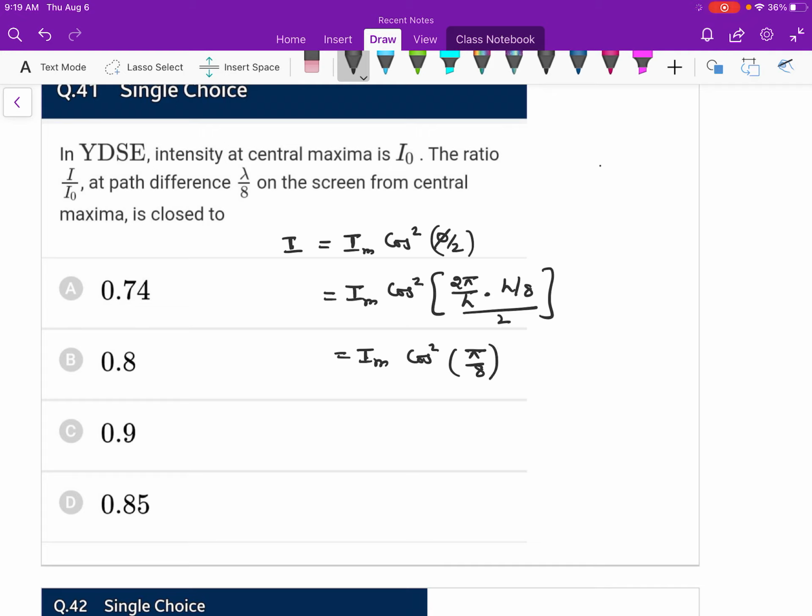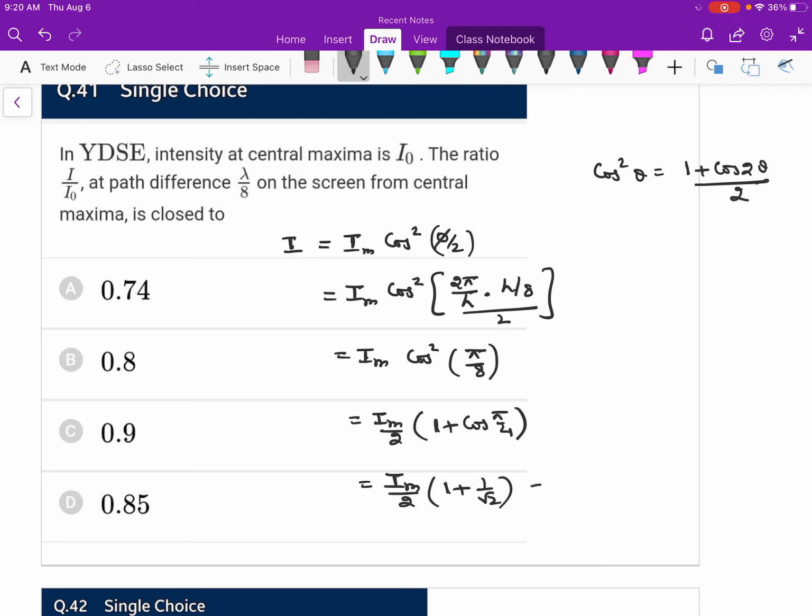pi by 8. Now we know that cos square theta is 1 plus cos 2 theta by 2. 2 cos square theta is 1 plus cos 2 theta. So cos square pi by 8 is Im by 2 into 1 plus cos pi by 4. So that is Im by 2 into 1 plus 1 by root 2, which is 0.7. So 1.7 by 2 into Im, which is 0.85 Im.